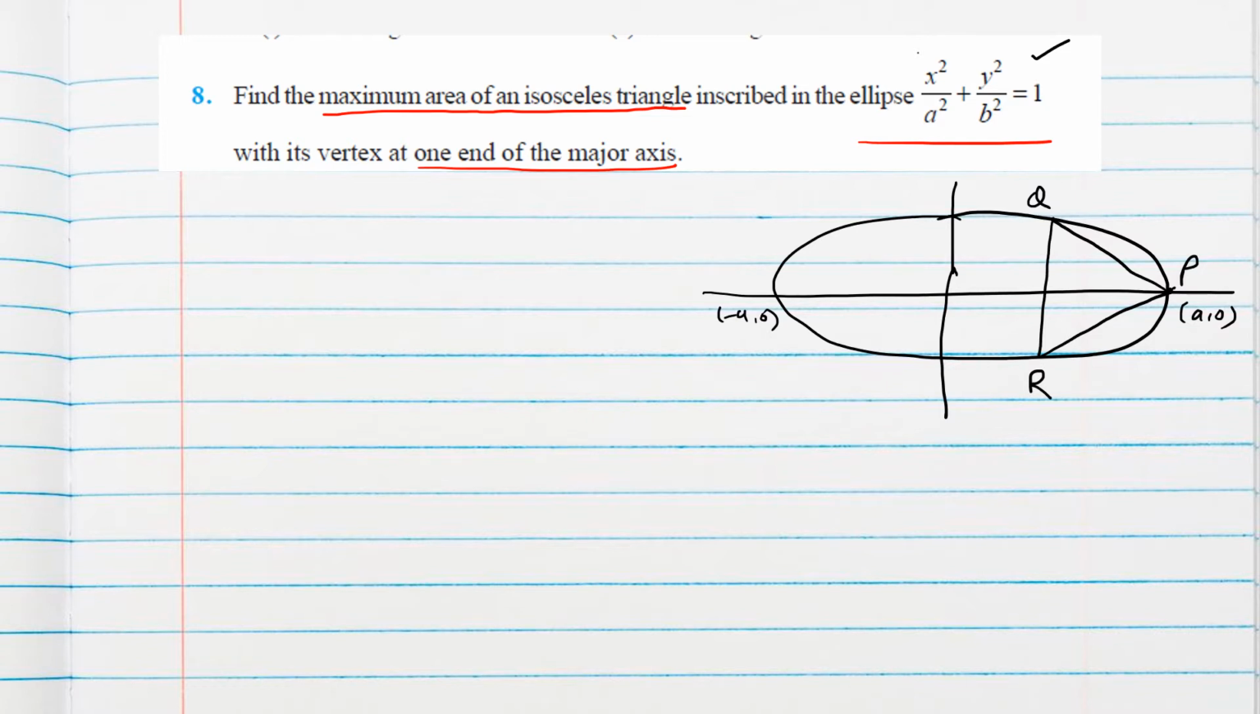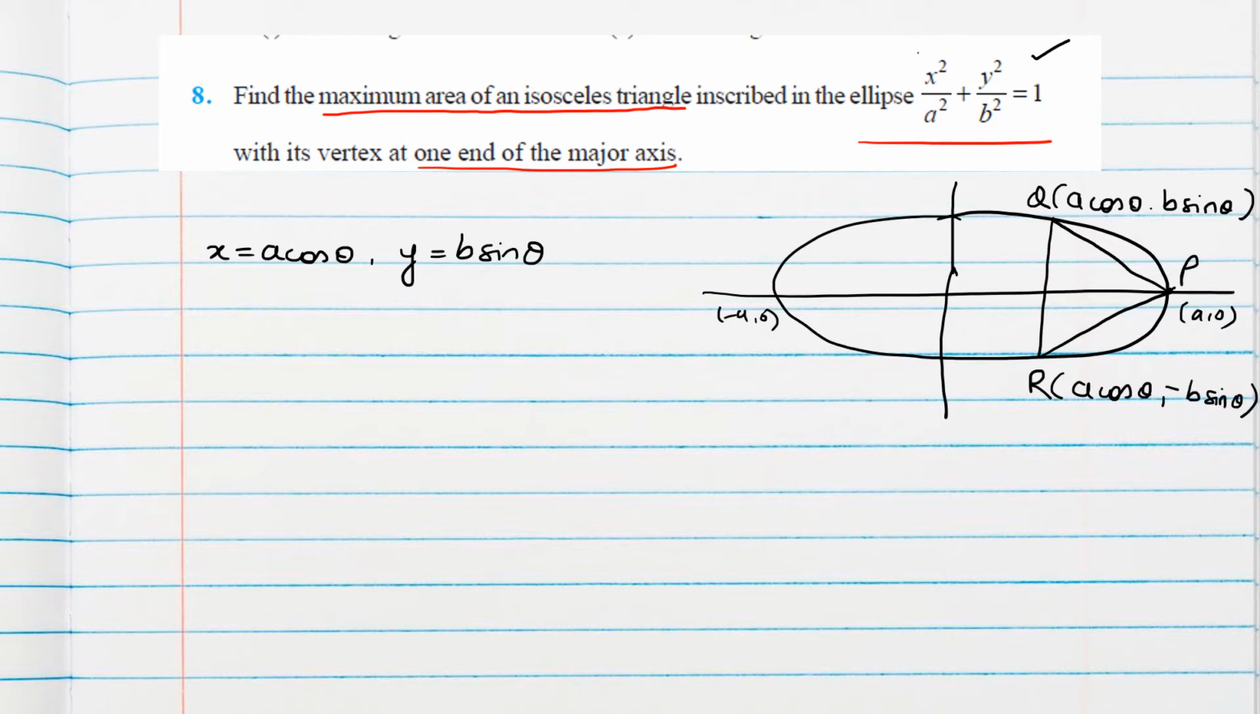Now we know the parametric form of the equation of the ellipse: x equals a cos theta and y equals b sin theta. That means all the points which belong to the ellipse are of the form a cos theta, b sin theta. That means Q will be of the form a cos theta, b sin theta. And R will be a cos theta, and since it is in the fourth quadrant, the y coordinate will be negative, so minus b sin theta.